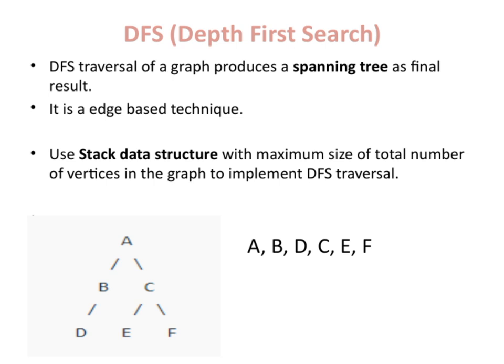So in practice, we push vertices onto the stack as we explore them, and this process helps us keep track of where we are in the traversal. In the example shown here, A, B, D, C, E, F, the DFS process will follow a depth-first approach, diving deep into each branch before backtracking, which is ideal for exploring complex graph structures thoroughly.